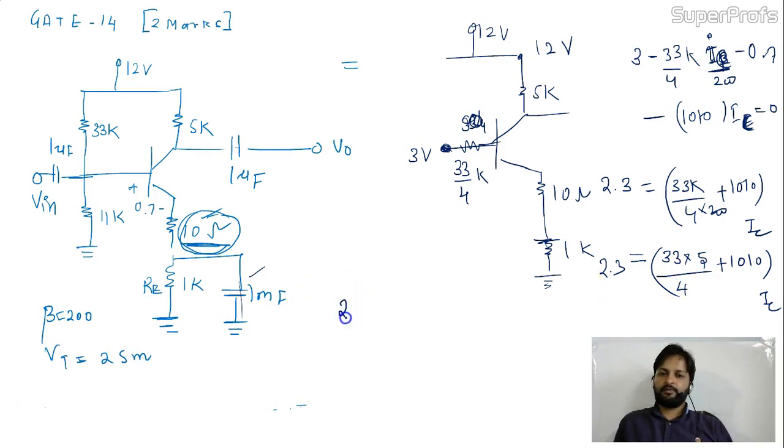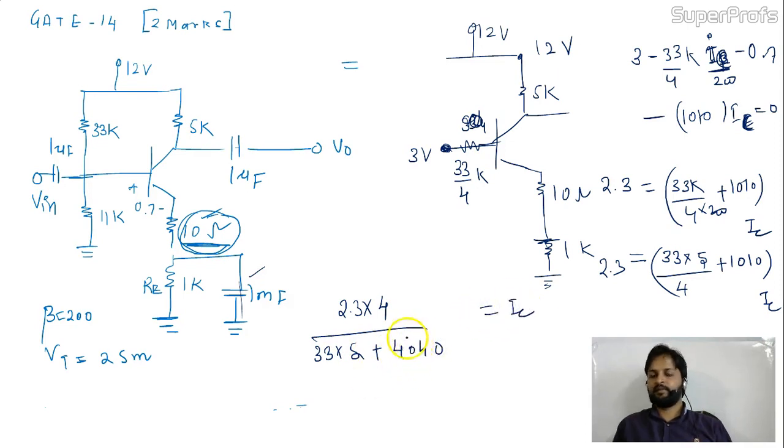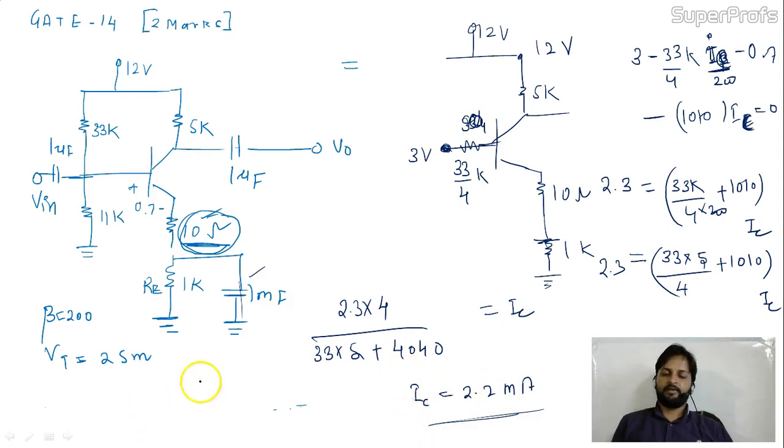So this is 2.3 into 4 divided by 33 into 5 plus this is 4040. This will be your IC. When you solve this, you will get IC equal to 2.2 milliampere. So the IC part is over.